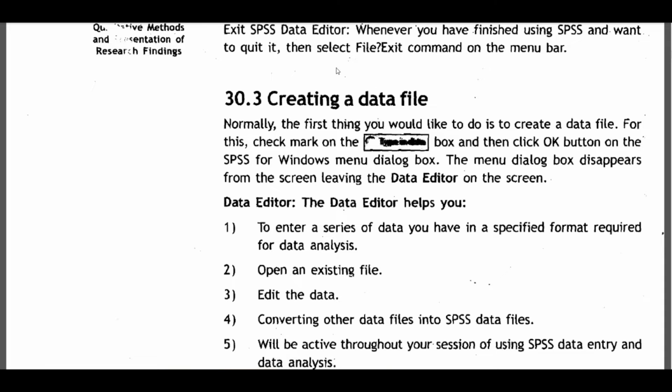Next, what we have to see is how to create a data file, that is 30.3, Creating a data file. Normally the first thing you would like to do is to create a data file. For this, check mark the toolbox and then click on the OK button on the SPSS for Windows dialog box. The dialog box disappears from the screen, leaving the Data Editor on the screen.